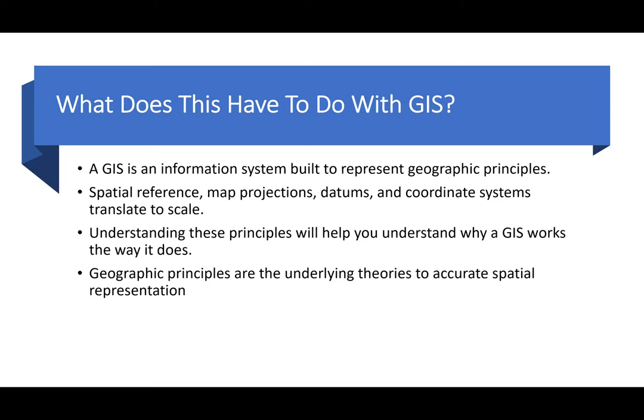And then finally, what does this have to do with GIS? A GIS is an information system built to represent geographic principles. Again, we're taking something that's kind of a representation and starting to put some fact to it, some actual mathematical calculations, some historic principles and properties, and putting that in as part of the foundational elements of your geographic information within the system that you're using. And so spatial reference, map projections, datums, and coordinate systems translate to scale. Understanding these principles will help you understand why a GIS works the way it does. And geographic principles are the underlying theories to accurate spatial representation.